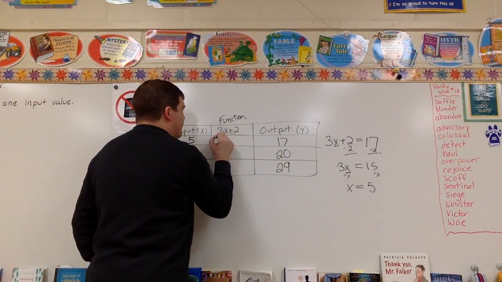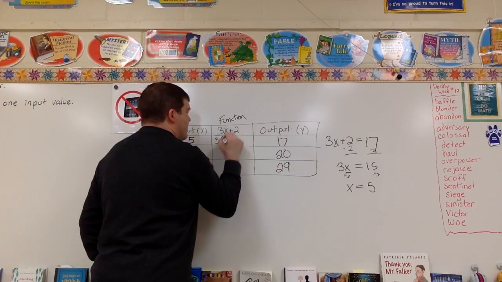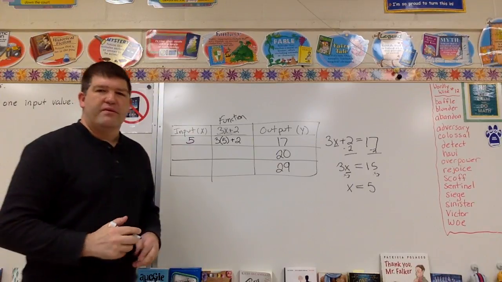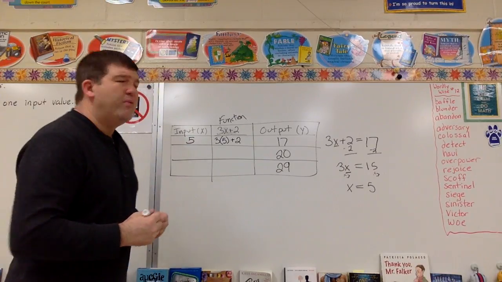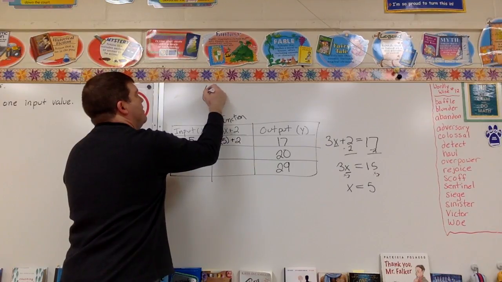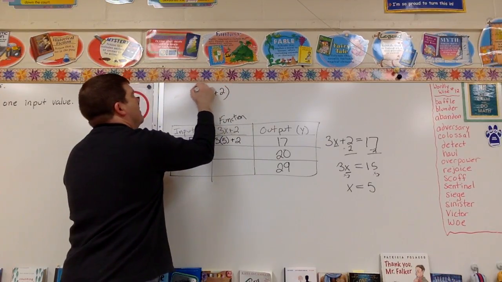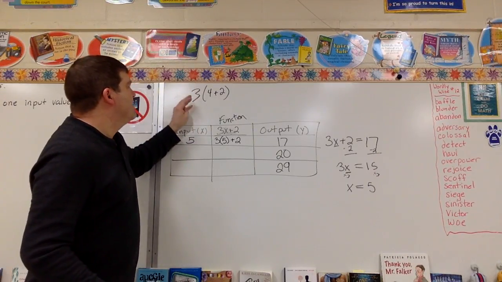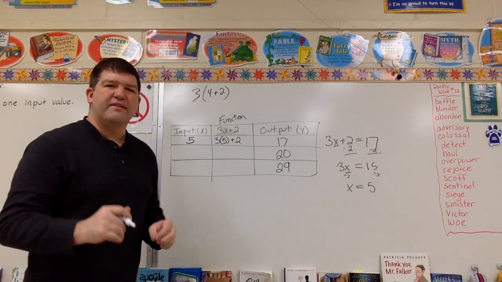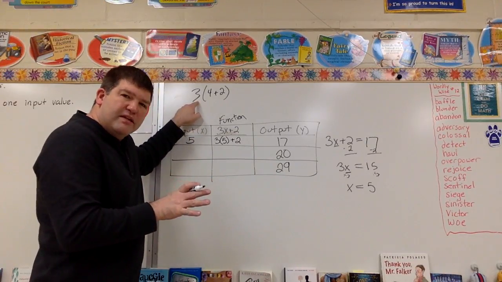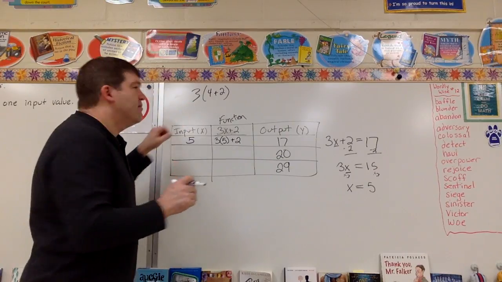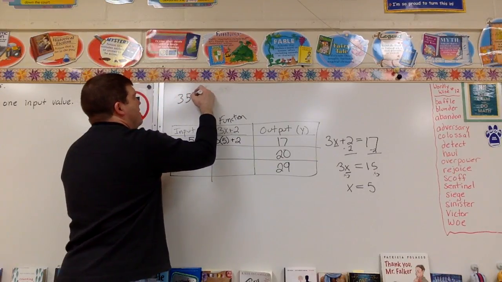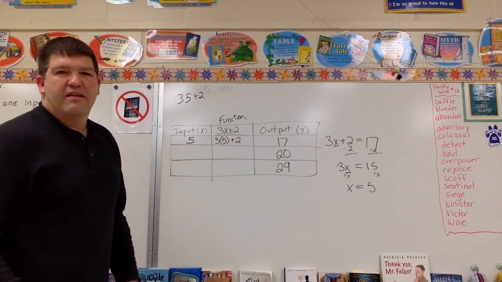Okay? So let's do it. 3. Now, I put the parentheses around there. If you remember with the distribution property, whenever you have this, it's 3 times this. Wherever there's parentheses and something's right next to it, it means you're multiplying that. Okay? If I would do 3 times 5 plus 2, looks like 35 plus 2.